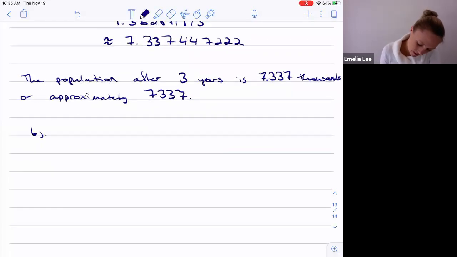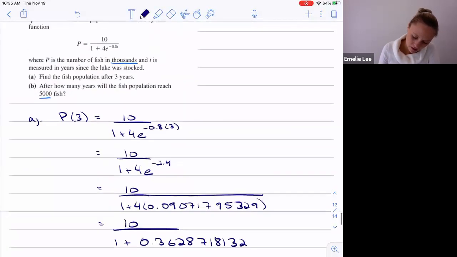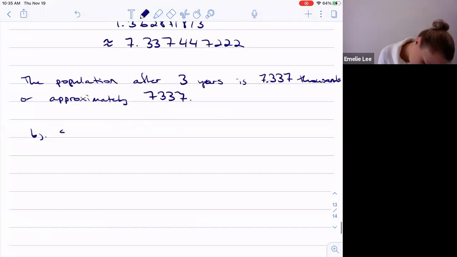And then B, after how many years will the fish population reach 5,000 fish? Well, we already know at 3 years we were at 7,337, so it's definitely going to be less than 3 years, and we can use that as a little check-in point, right? But 5,000 fish is a P of 5. 5,000 fish means we're going to let P equal 5.